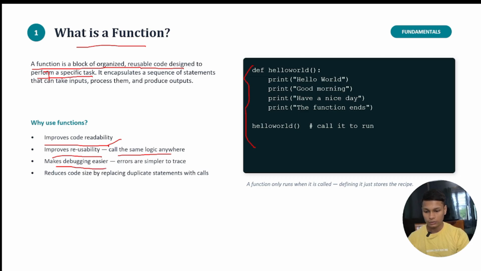Making debugging easier means that if something is wrong, some error you are going to face, it will be easy to check where in your code, in the function, what logic is wrong and what thing you are going to miss. So all these things are the uses of a function. This is all the facility a function will provide you. Reduce code size by replacing duplicate statements with a call. I can explain this.